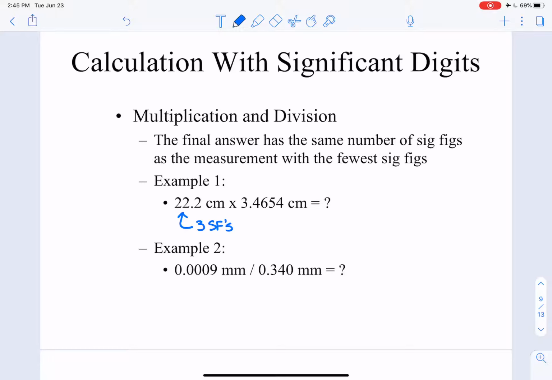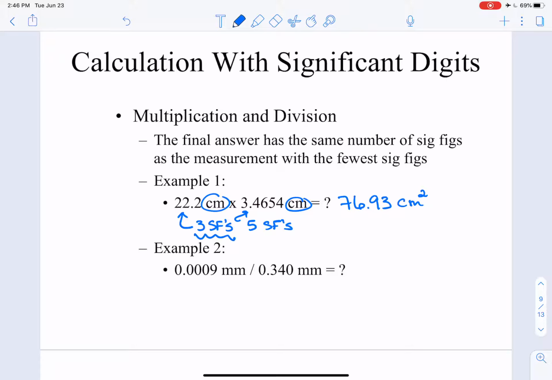What about for 3.4654? That's going to be 5 significant figures. So the rules say that the answer is going to have the same number of significant digits as your measurement that had the fewest sig figs. And the fewest sig figs here is 3. 3 is smaller than 5. So you'd go ahead and do this calculation, and you would get something like 76.93, and then centimeter times centimeter is centimeter squared. You don't want to forget your unit because you want all your points.